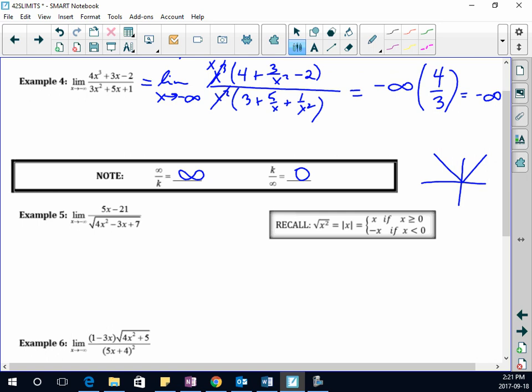So what does this mean? X is greater than or equal to 0. Which limit is it? This is the right-hand limit, right? Does everybody understand that? When it's greater than 0, it's coming from the right. X is less than 0, that's the left-hand limit. Okay.